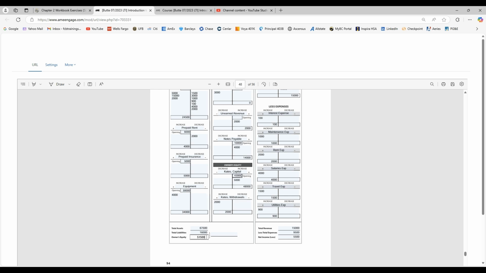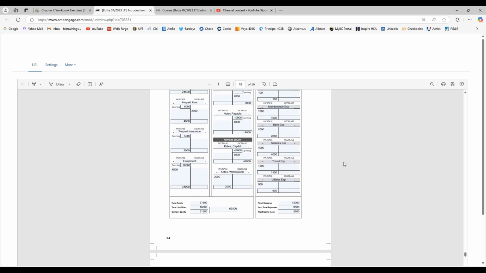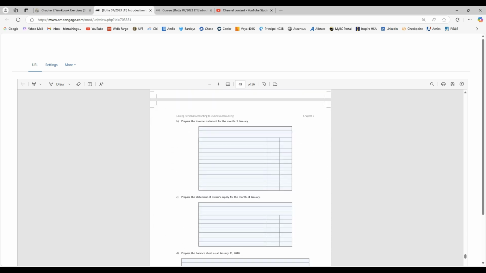So 48,000, beginning balance of 43,000 plus the 5,000 investment minus the 2,000 withdrawal plus the $5,500 net income. And then if we take 16,000 plus 51,500, we end up with 67,500. And we can see here that our assets equal our liabilities plus equity, the sum of those two equaling that. All right, so our T accounts are complete.